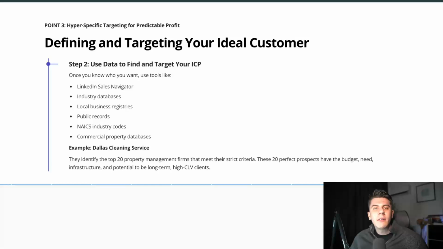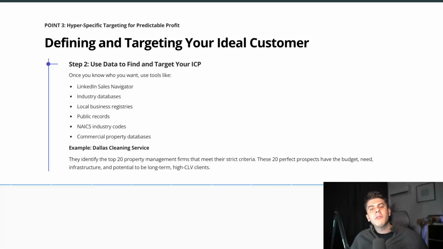Once you know exactly who you want, you can go out and find only them. Okay. This is where tools come in, which are really important tools here. LinkedIn Sales Navigator, industry databases, local business registries, public records, NAICS industry records, which are really important, commercial property databases. When I help service businesses, I build a list that actually only contains their ICP and nothing else.